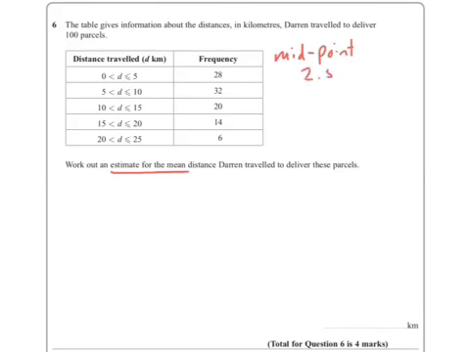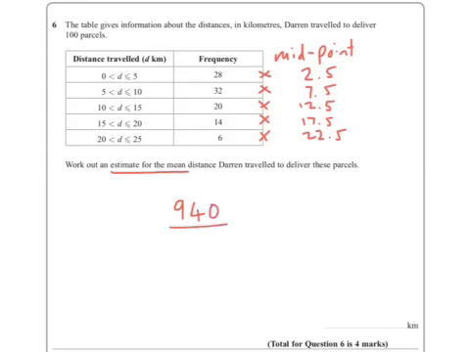So for this one it's 2.5, then we've got 7.5, 12.5. I'm going to have to squash my writing up a little bit, 17.5 and 22.5. And those 28 people in group 1 have all travelled 22.5 miles. The 32 people here have all travelled 7.5, so we can multiply them all. So stick those all in your calculator and add them up, and that will give you the total distance travelled.